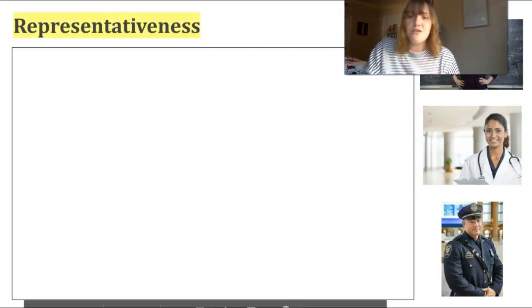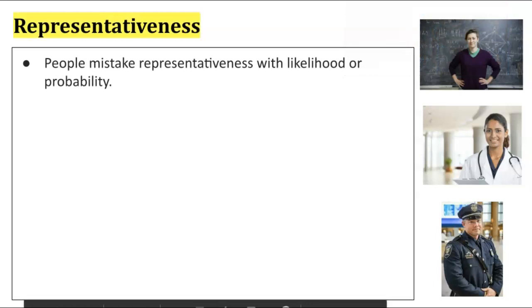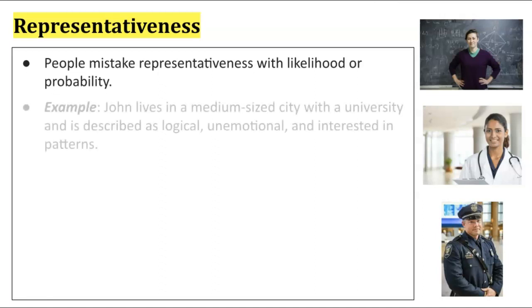All right, let's jump into the next one. The next one is the representativeness heuristic. This is the idea that people are going to mistake representativeness with likelihood or probability. And that definition always confused me, so I'm hoping the example I give will help you out with this one.